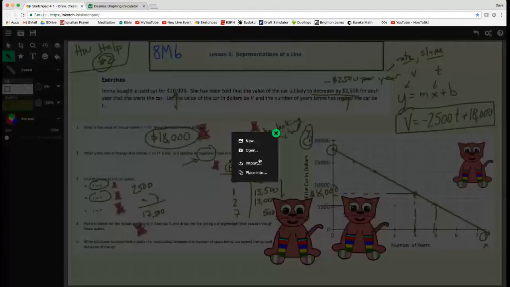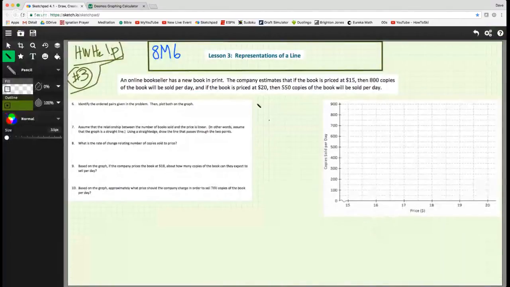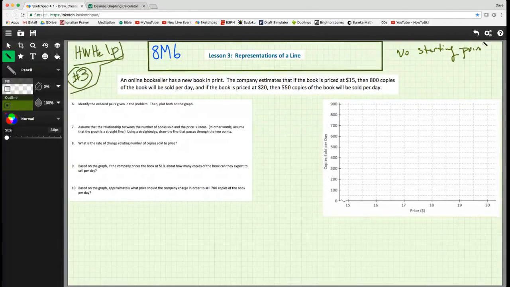Now let's move on to the last question. This one's a little different in that it doesn't give you a starting point. There's no starting point given. So in this case, we're going to be given some ordered pairs, and we want to identify the ordered pairs.